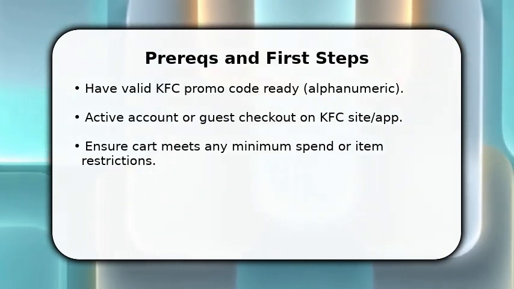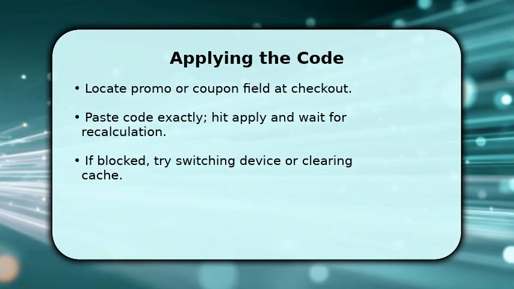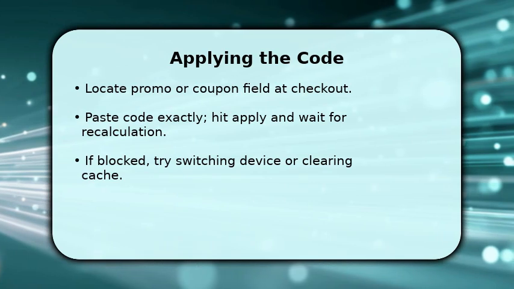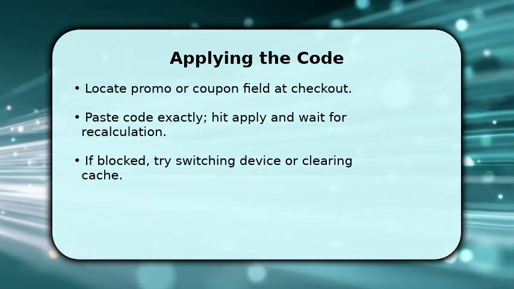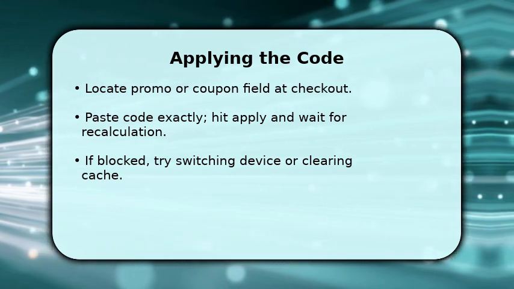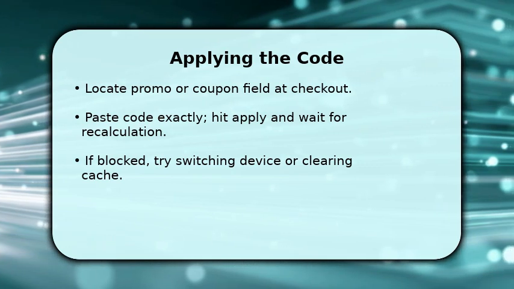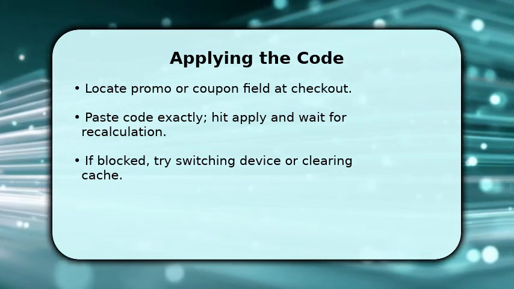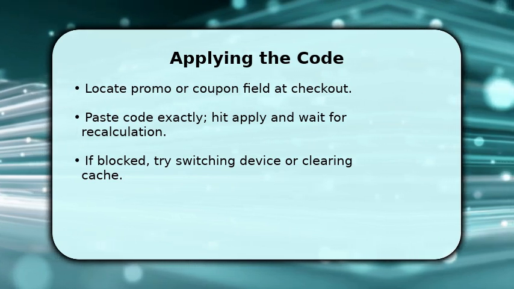Now proceed to the payment page and keep the code on your clipboard for quick pasting. On the checkout screen, find the promo or coupon field, often near order summary. You paste the code, press apply, and watch the order total recalc. This confirms success. If the discount doesn't appear, remove and re-add items or try a different browser or the KFC app, because session issues sometimes block validation.